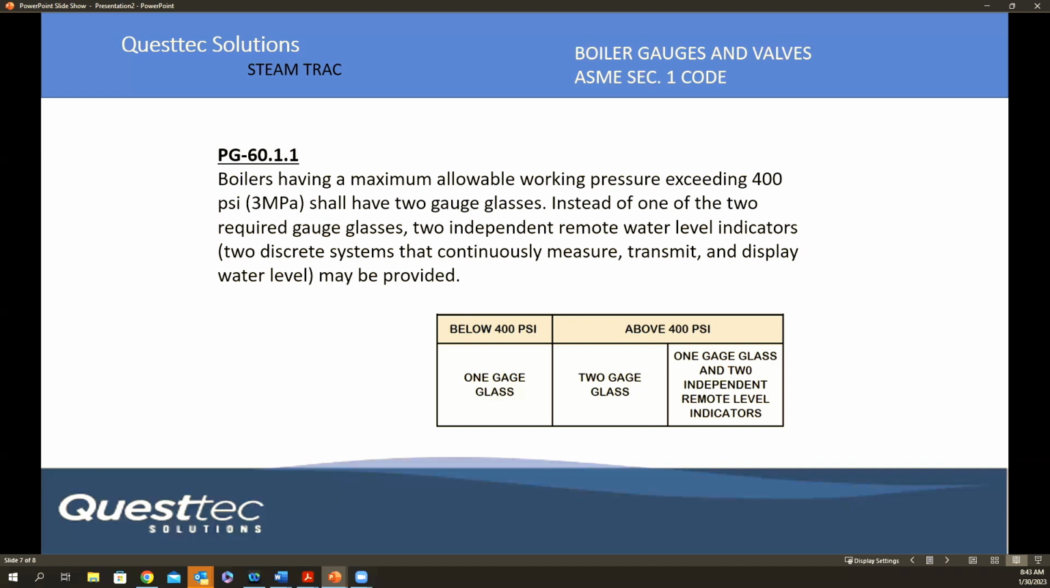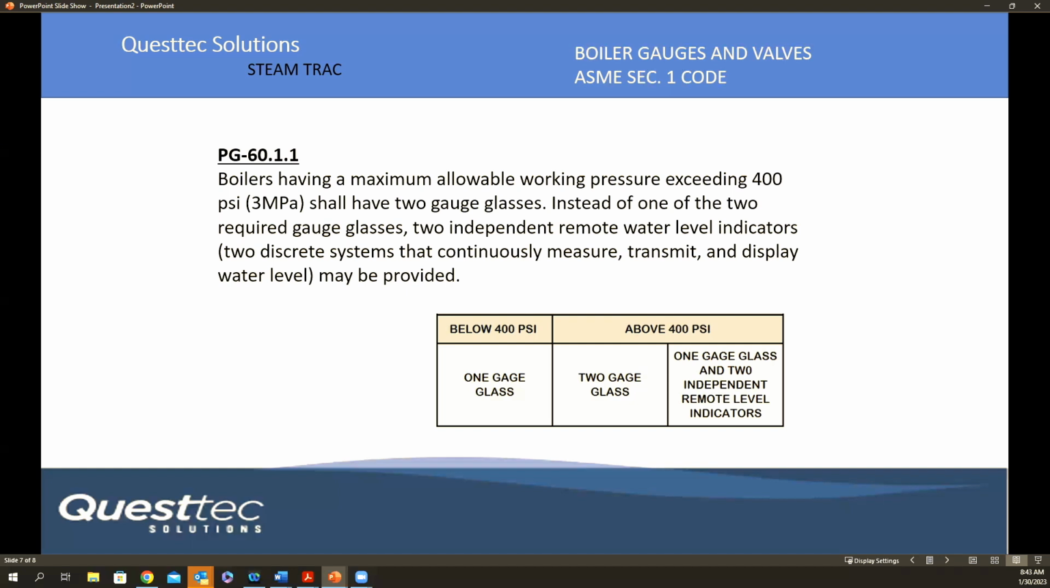Now, one other point that I want to touch on that is unique to the requirement for independent remote level indicators, that could be interpreted a number of ways. The way that we at Questtec interpret that, the best engineering practice, is that it requires that you have a remote level indicator in the control room, independent of the DCS, that is always on display.